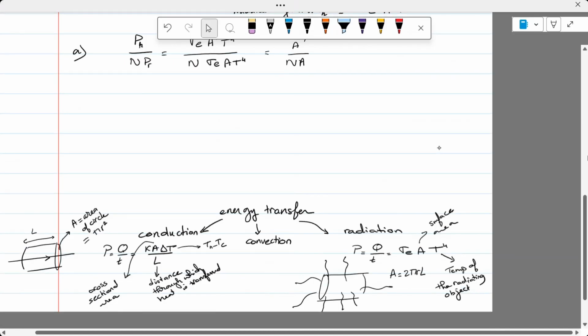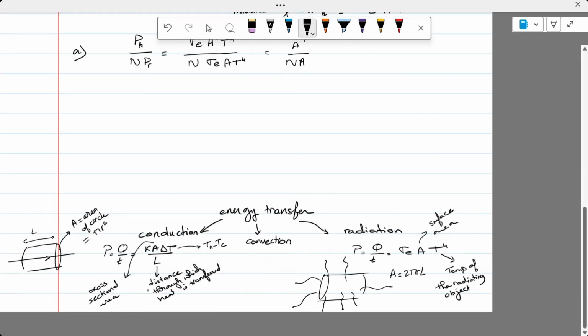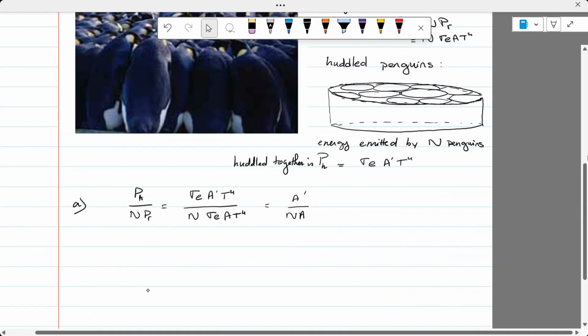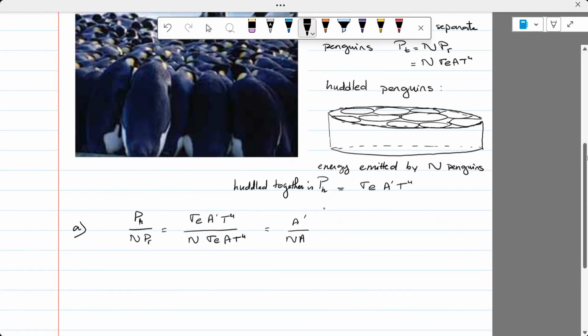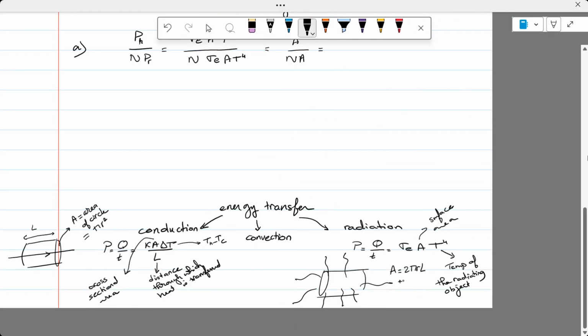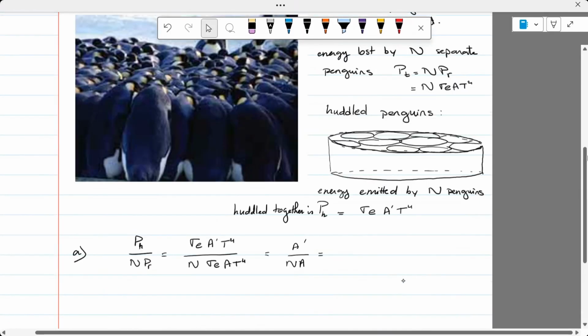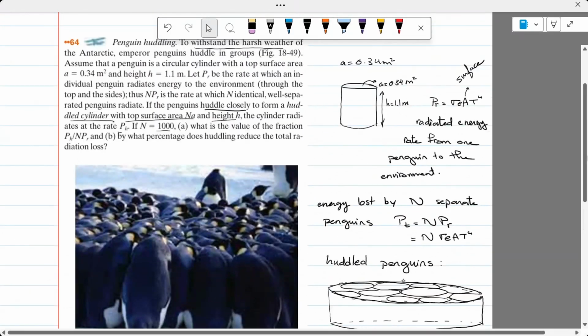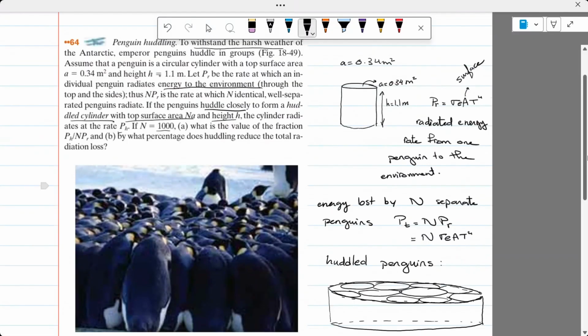So that's something to just be aware of, the difference between the areas in the two modes of heat transfer. So here the area is essentially, again, going to be 2 pi r L. By the way, we should also add the faces because energy is radiated from the circular faces as well. In this question, we are told that the energy radiates to the environment through the top and the sides. So they asked us to neglect the bottom face.